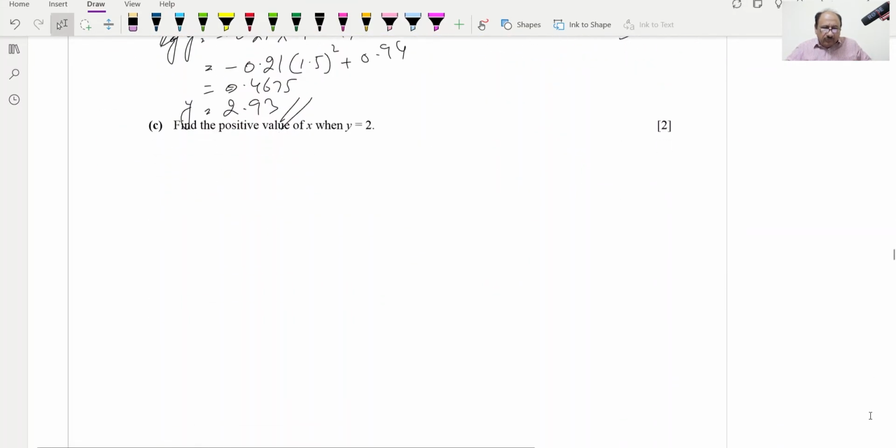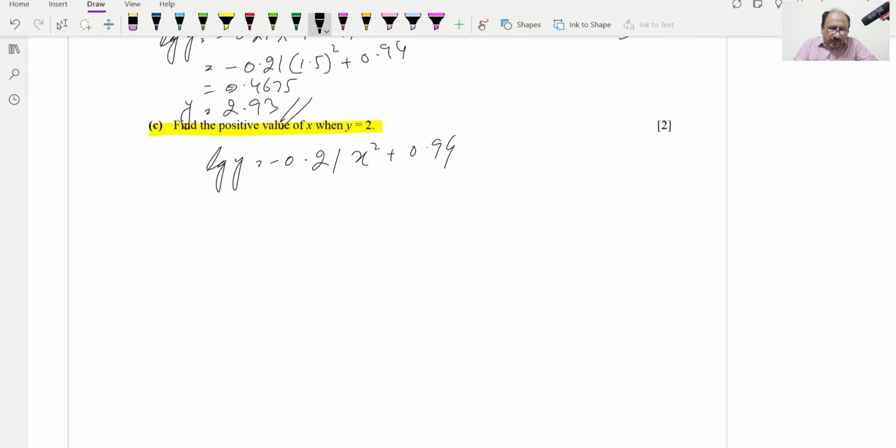Now we can move to the C part. The C part says find the positive value of x when y is equal to 2. Now we will be using the same equation, log y is equal to minus 0.21 x squared plus 0.94. We have to find the positive value of x when y is equal to 2.